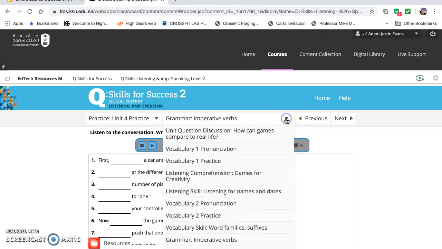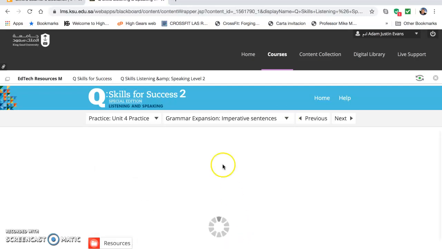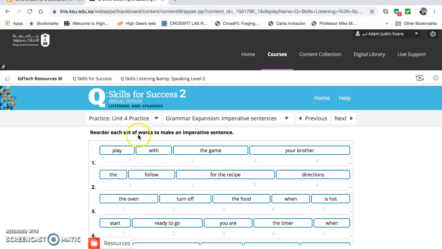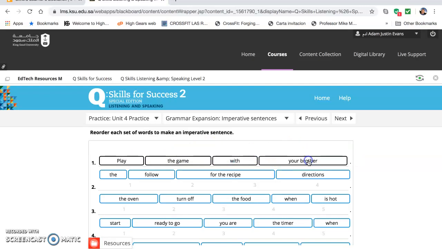And when you finish that, what I'd like you to do is do the second exercise in grammar expansion. Reorder each set of words to make an imperative sentence. So for example, we've got play with the game your brother. How do we do that? Well, I think it's play the game with your brother. So let's have a look. That's the first one. That's the second. The third one. Okay, what I'd like you to do is try 2, 3, and 4. Okay, thank you very much.